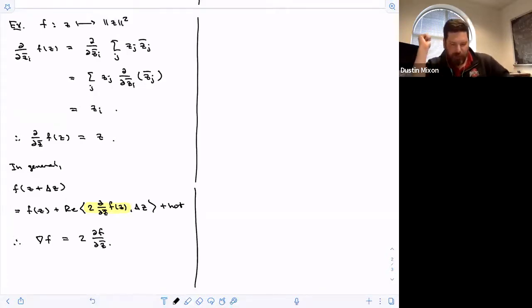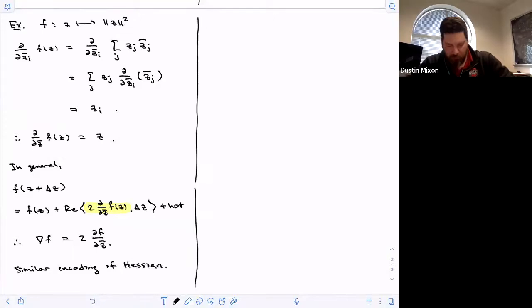Okay. So this greatly simplifies calculations, you could imagine. I only have to do these formal partial derivatives. In order to get a second order critical point, I also need to think in terms of Hessians, and it turns out that there's a similar encoding of the Hessian information. But I won't belabor that point. Instead, I'm going to move on to the second proof.